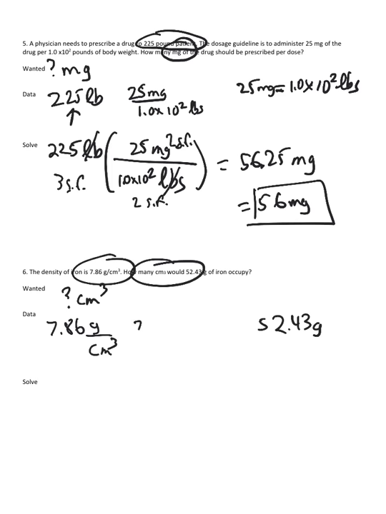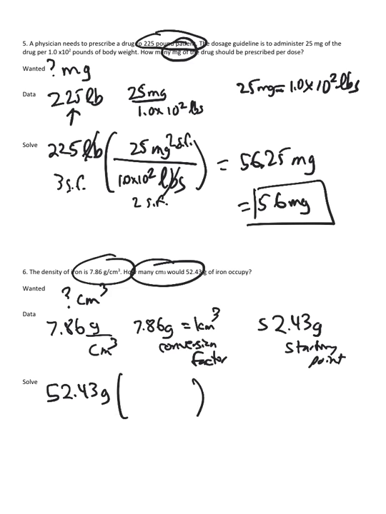So let's write a ratio as an equivalency of 7.86 grams is equal to 1 cubic centimeter. This is going to be our conversion factor. And this will be our starting point since it's a number by itself, not a ratio. So 52.43 grams. We're going to set up our conversion factor to cancel out grams. So 7.86 grams, same as 1 cubic centimeter. Grams divided by grams cancels. Gives us cubic centimeters, correct unit.